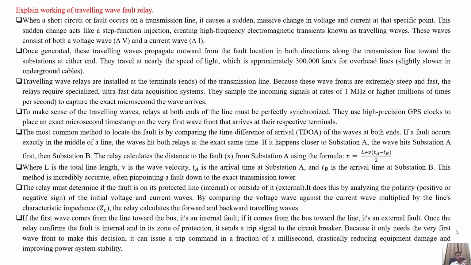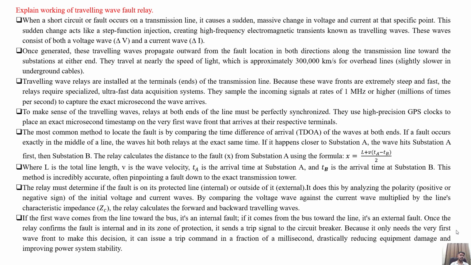Once generated, these traveling waves propagate outward from the fault location in both directions along the transmission line toward the substations at either end. They travel at nearly the speed of light, which is approximately 3 lakh kilometers per second for overhead lines and slightly slower in underground cables.